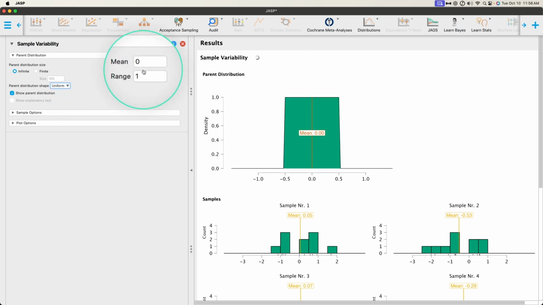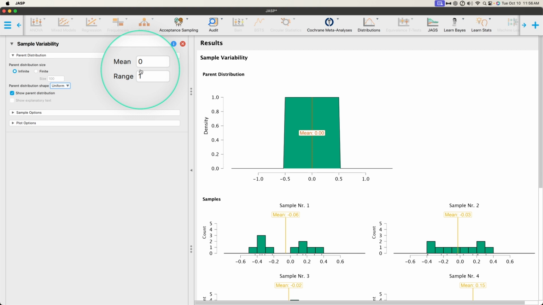Of course, you don't change the standard deviation for uniform distributions. You change the range. And so here we have a uniform distribution between -0.5 and +0.5 because that is our range around a mean. We can change this to a skewed.